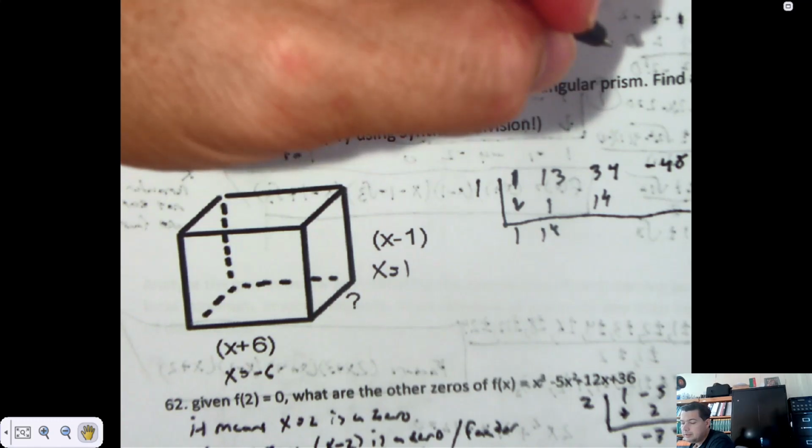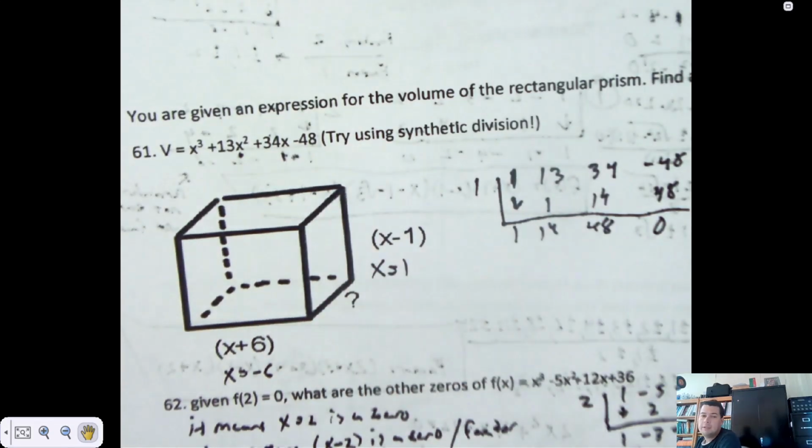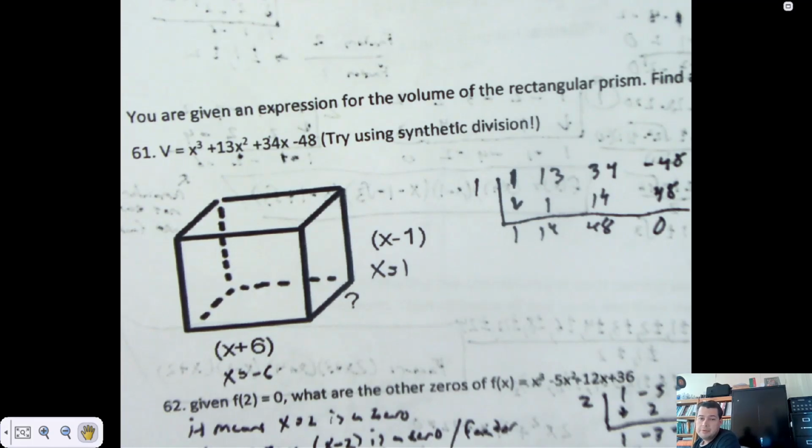1, 13, 34, negative 48. I had a brain fart, that makes 48. I multiply and I add. So by pulling out a 1, I reduced it to 1, 14, 48, which likely factors. You could probably figure it out from here on out. But anyways, there's no need to.